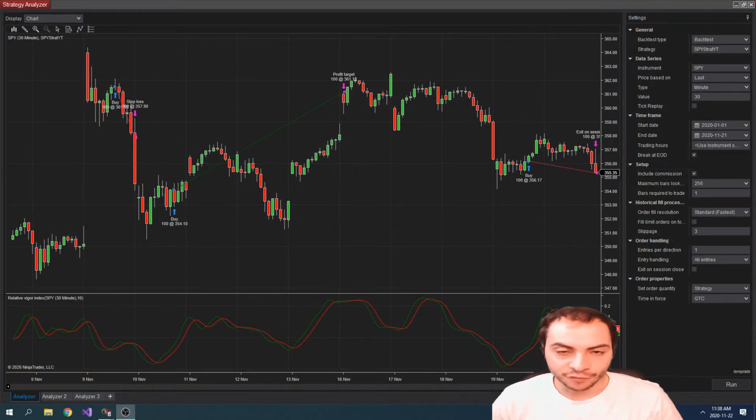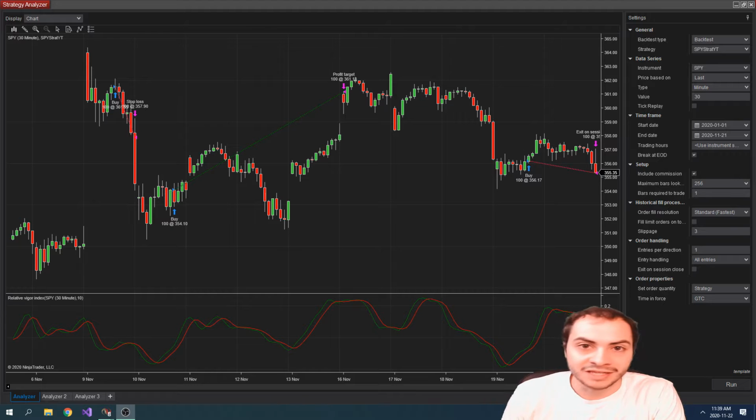Okay, so let's look at the first algorithm. This algorithm runs on the SPY, which is the S&P 500 ETF. It trades on 30-minute candles. Basically how this algorithm works is it uses the relative vigor index and buys when the value of that indicator, the relative vigor index, crosses above 0.2. It has a 2% profit target and a 1% stop loss.